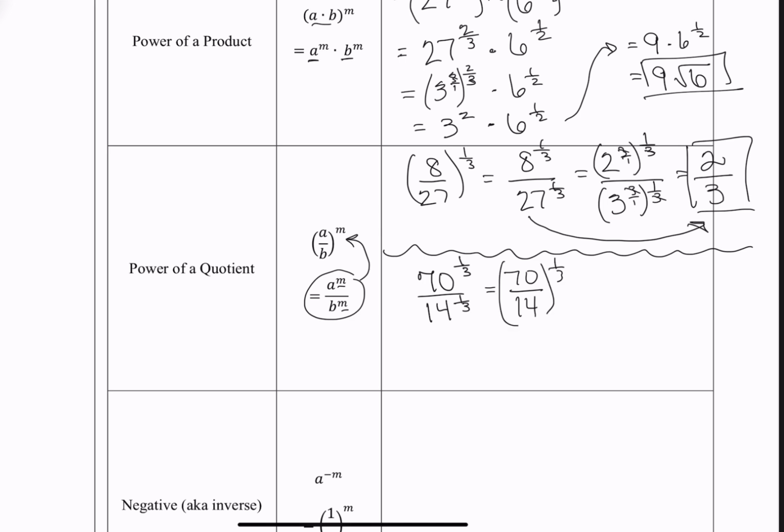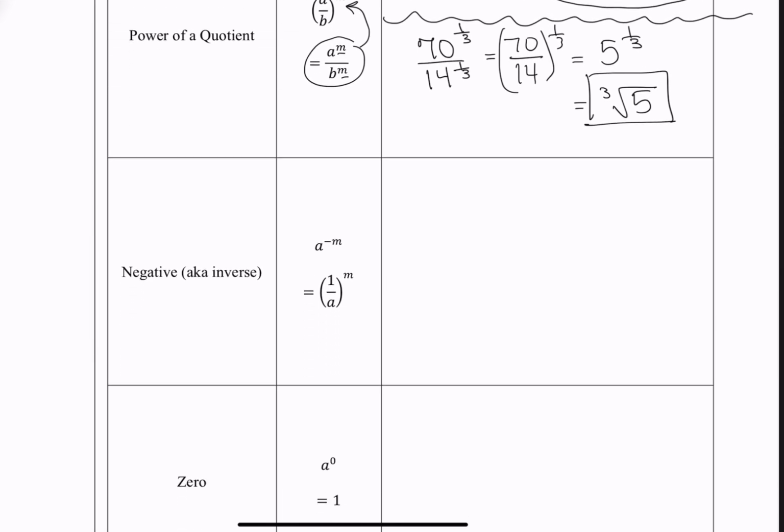So this is an example where I'm going to try and simplify what's inside the parentheses first. And 14 goes into 70 5 times. So this is really 5 to the 1/3 power, which could also be rewritten as the cube root of 5. Whichever way you want to do it, using radical notation, like I just circled, or the one above it using rational exponent notation.